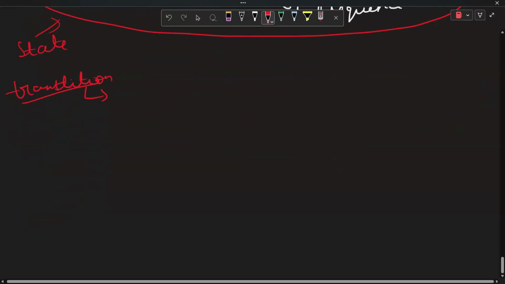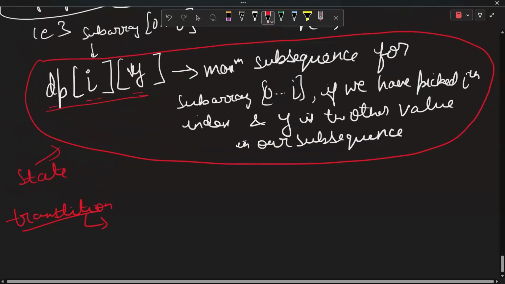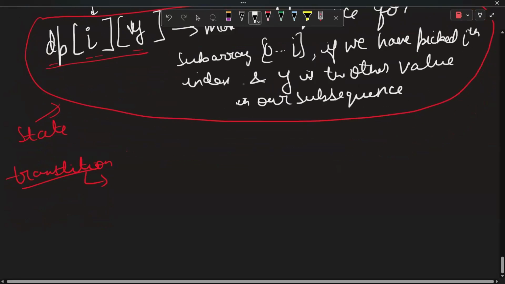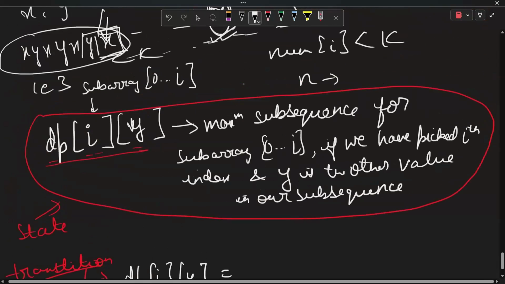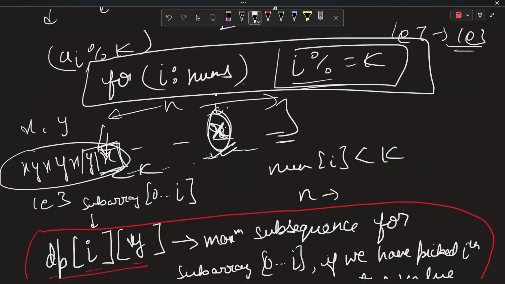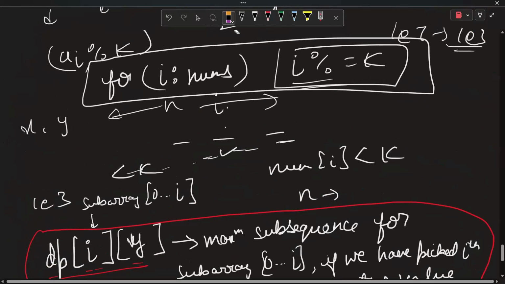So now let's look at what our transition is going to be. Since we have taken this state, what can I write for my transition? What is my DP of I, Y? Here, I'll make it a little more clear what we have considered.